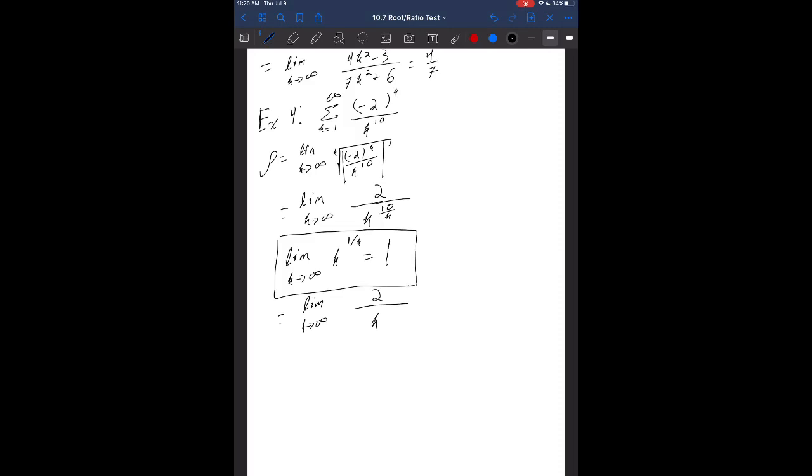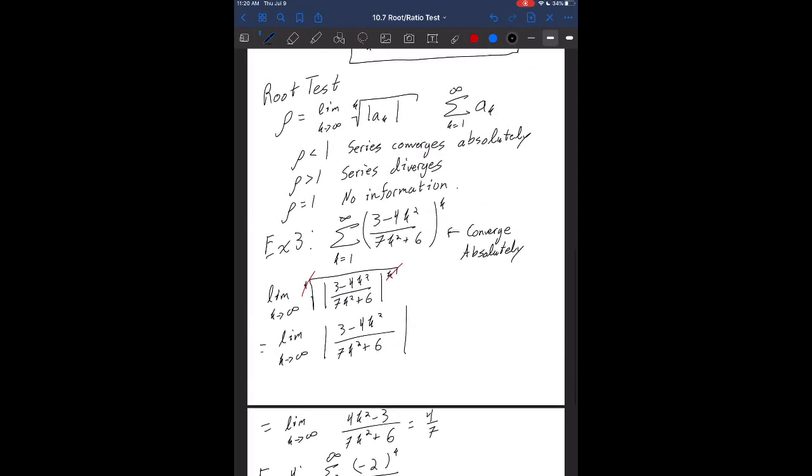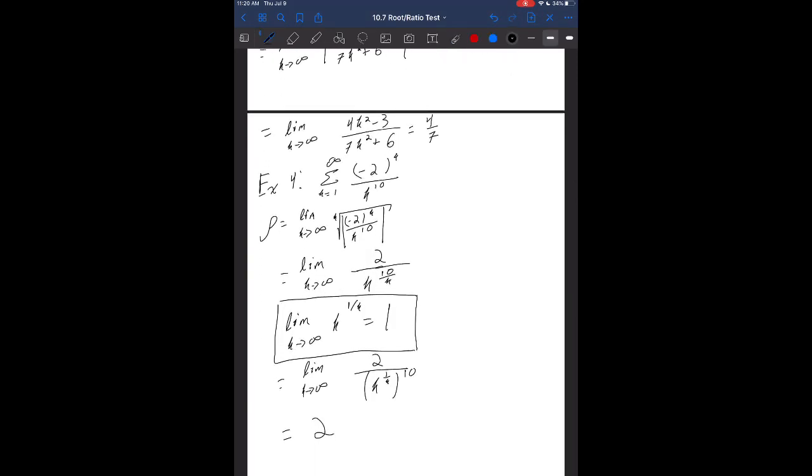So rewriting this, it is the limit as k goes to infinity of 2 over k to the 1 over k, raised to the 10th. And the reason we're going to do this is that this bottom part is going to evaluate to 1, and so the entire thing is going to evaluate to 1 to the 10th, or just 1. So this limit is going to be equal to 2. Well, the limit is 2. 2 is certainly bigger than 1, so we're in the case where rho is bigger than 1, and our series diverges. So this series right here diverges.